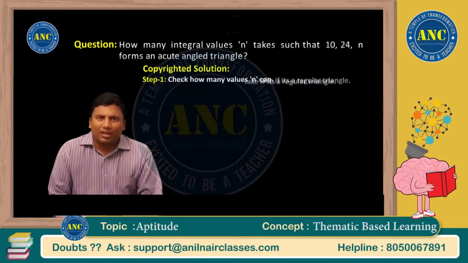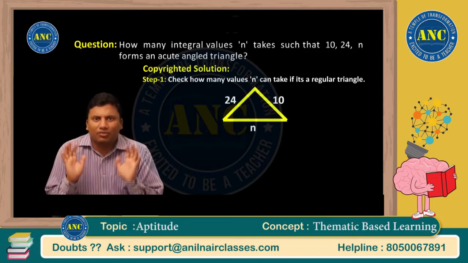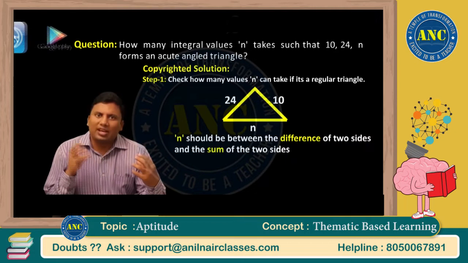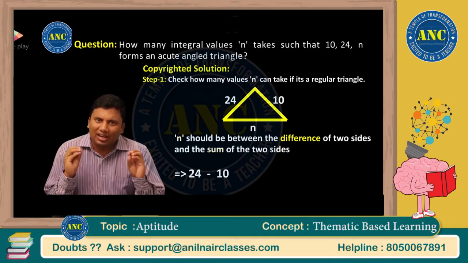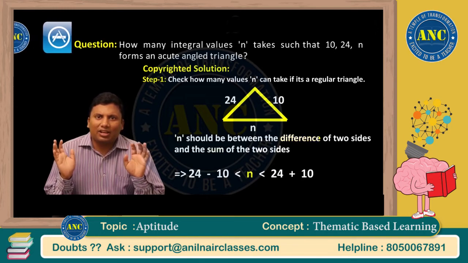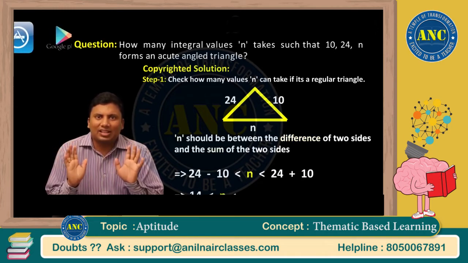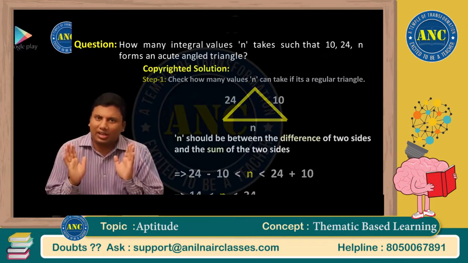Step 1, first it should form a triangle. 10, 24, n should form a triangle. For 3 sides to form a triangle, what should the third side be? The variable should lie between the difference of two sides and the sum of two sides. So 24 minus 10 less than n less than 24 plus 10. That means 14 less than n less than 34. This is the domain of the variable n because it forms a triangle, right?